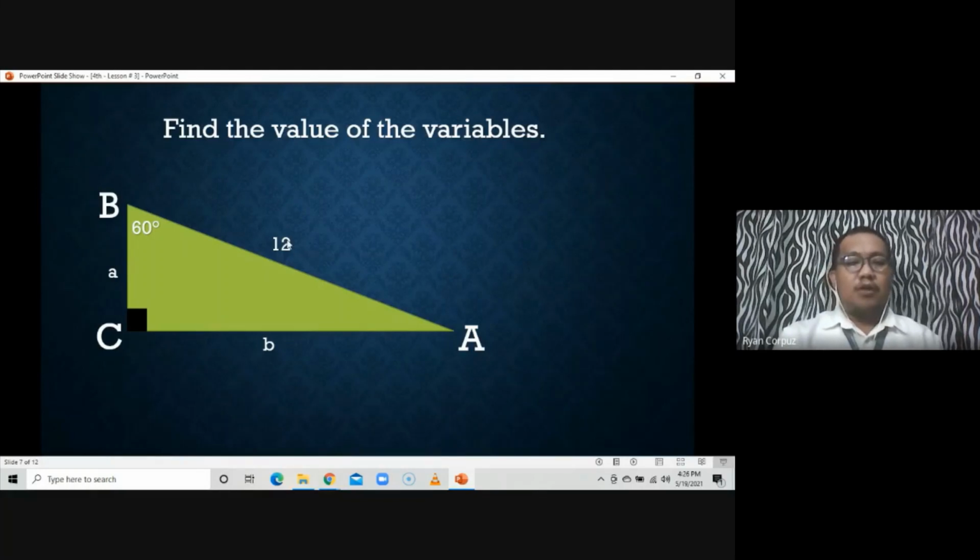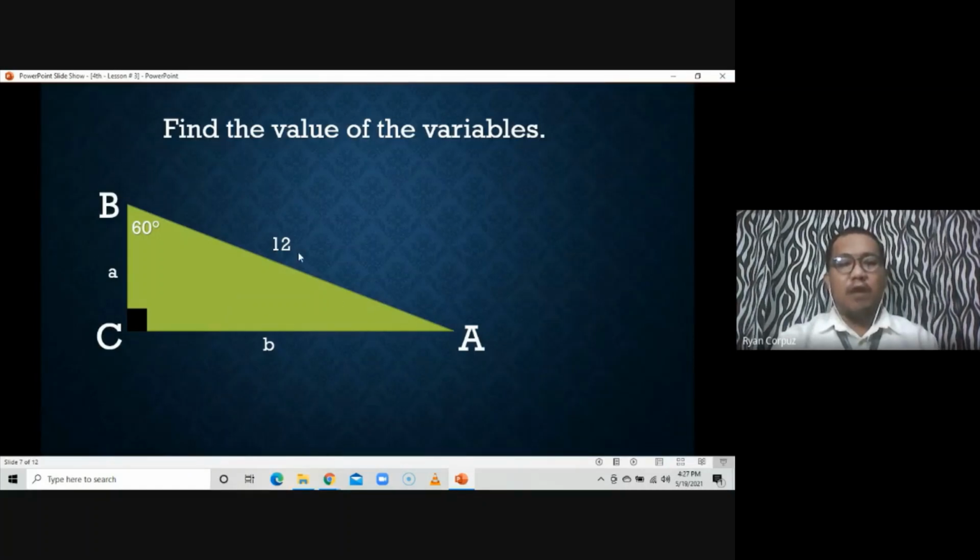So measure of this hypotenuse is 12. Then this is A, the shorter leg, and B as the longer leg. What we are looking for here is the value of A and B. Alam natin na 30, 60, 90 siya because aside from this 90 degrees, given din yung isa pang angle na 60 degrees. So you know that it's a special right triangle. So kahit isa lang given ang measure ng side, makukuha mo na yung measure of the other two sides.